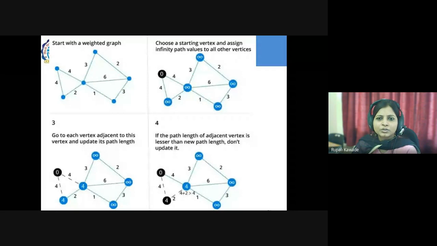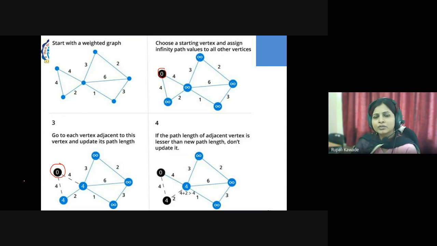Fine. So we are starting with the zeroth vertex. We have initialized all the path values to infinity. Now next we have to go to each of the adjacent vertices. The first vertex we have chosen is 0, and now we have to update the path values.